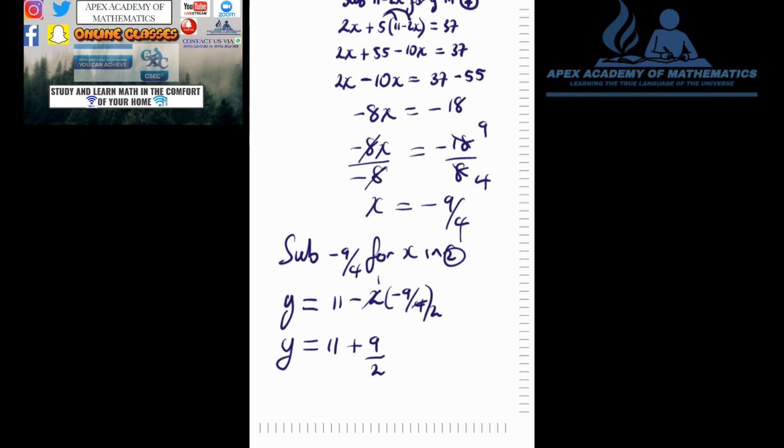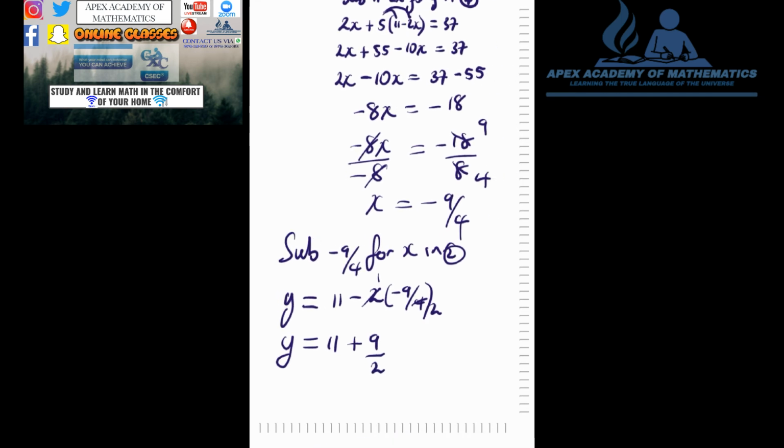Alright, and then we have a fraction here to simplify. So the LCM here is 2. So 1 into 2 goes 2 times, and 2 times 11 is 22. And 22 goes 1. 1 times 9 is 9. So we end up with y is equal to 31 over 2, which of course is 15.5.